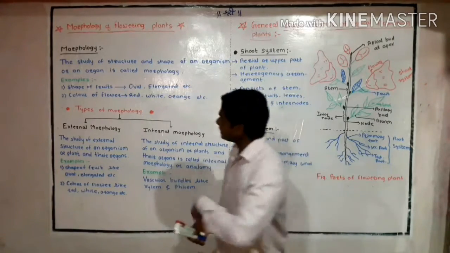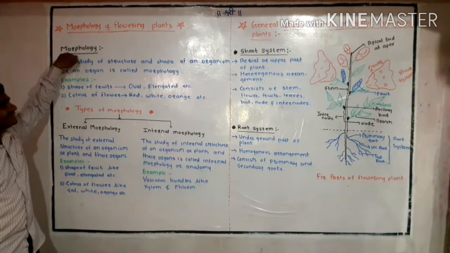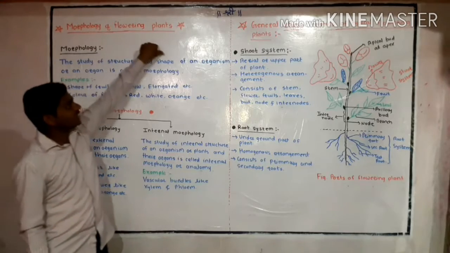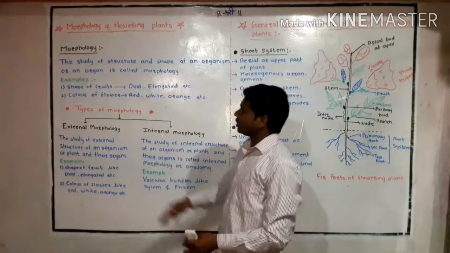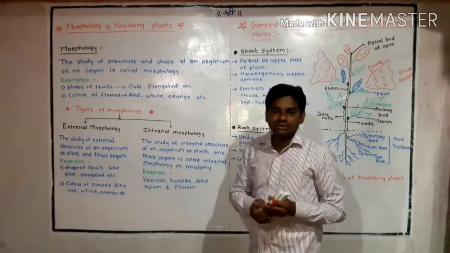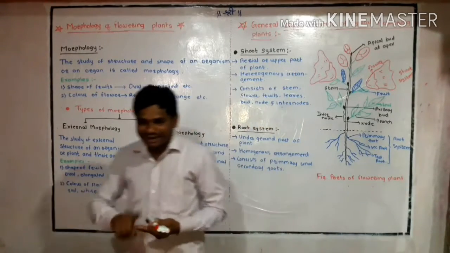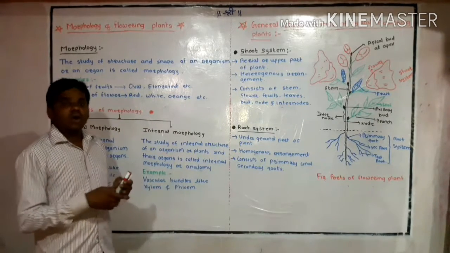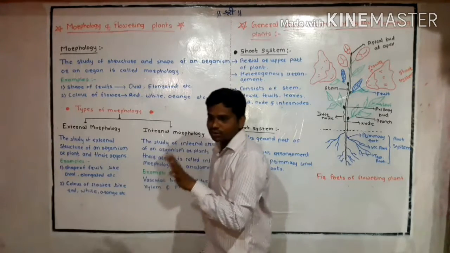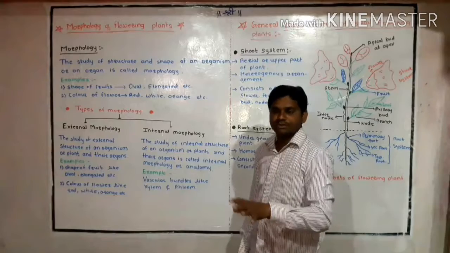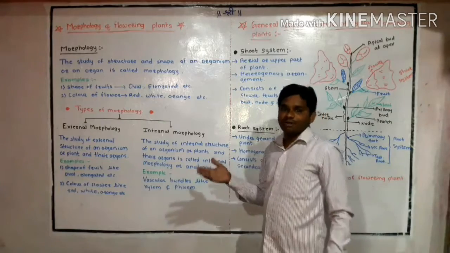Now once again listen about morphology. Morphology is the study of structure and shape of the organism or organs of the organism. Organs of the plant means fruit, leaves, flowers, branches, stems. All these are organs of the plants. Understand the basic concept of morphology. In this chapter we will study the morphology of different organs of the plant one by one.